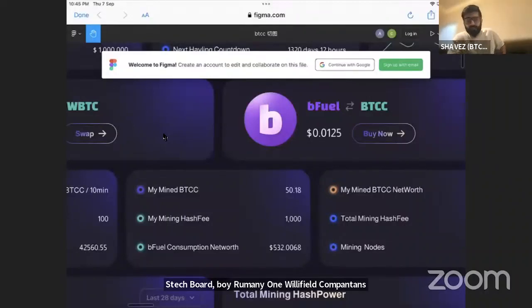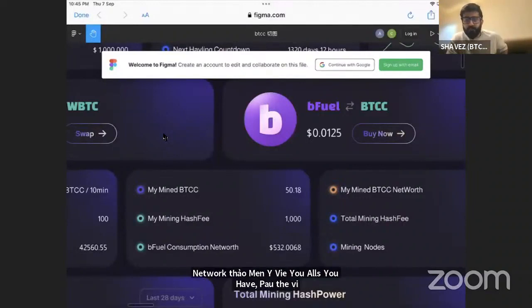B fuel is a native token on our blockchain, which is at a fixed price and will be at the fixed price forever, that is 0.0125 for every B fuel. This is fixed. This is on a smart contract, you all can see. And this whole lot of stuff, everything is on blockchain. The dApp which you are seeing is on the blockchain, so it cannot be downloaded through the app stores.